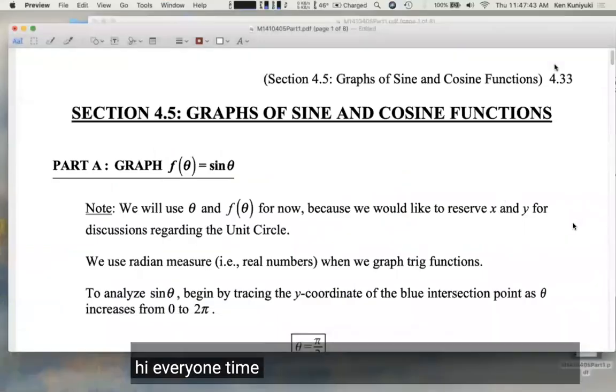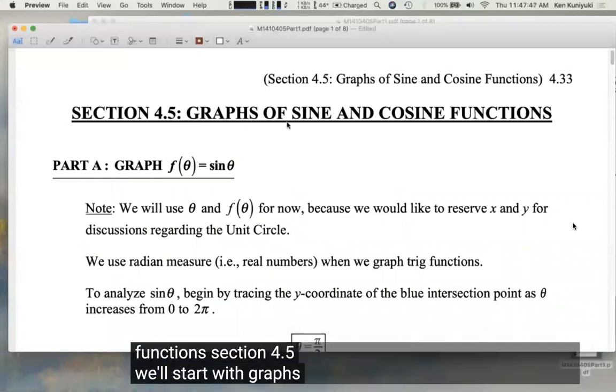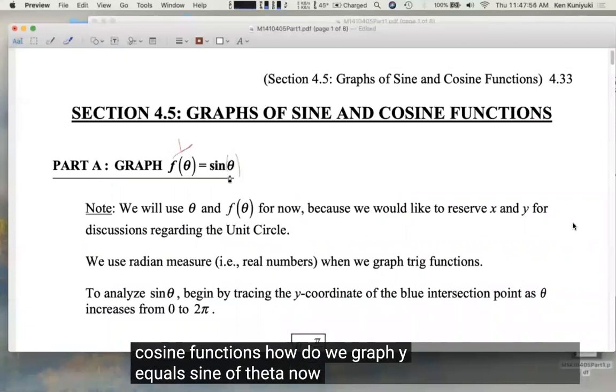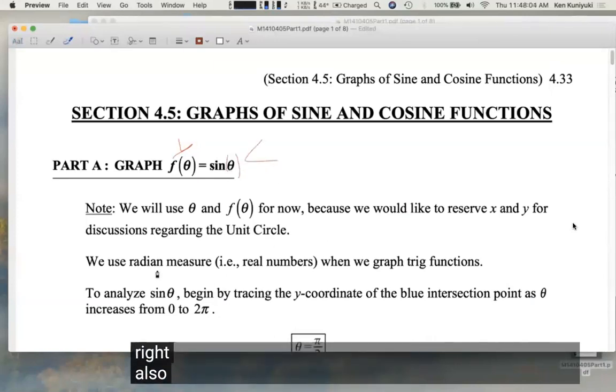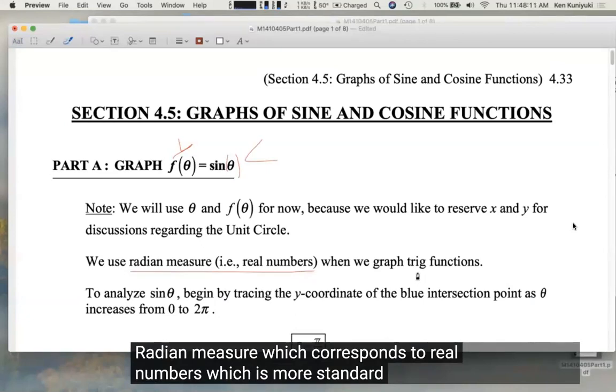Hi, everyone. Time to graph some trig functions, section 4.5. We'll start with graphs of sine and cosine functions. How do we graph y equals sine of theta? Now, I'm going to use theta instead of x because I still want to think of theta as an angle. Also, I'm going to consider theta in radian measure, which corresponds to real numbers, which is more standard.